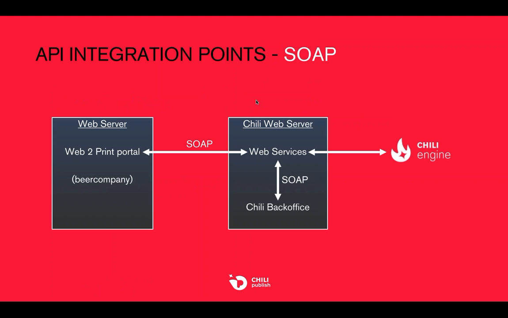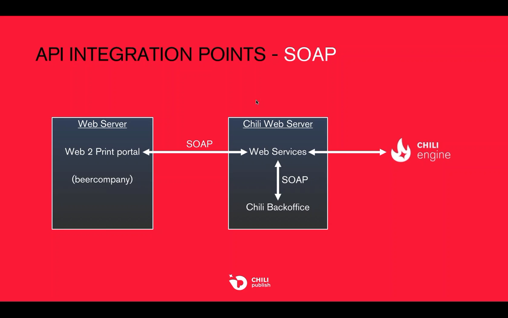Now, if we look at that SOAP organization on how that whole system works, we look at that beer company example that we just looked at. That's your web server, your web to print portal. You're making SOAP calls between your web to print portal and your web services on your Chili web server, and those web services would be adding a document, making a copy, etc. Now, when the web service call gets made, a SOAP call can be made to the back office, our organization platform, where those copies would be made, a new template would be generated, or new information would be organized. If the web service call is creating a PDF or asking for a preview of an image, then we're asking the Chili engine to do so.